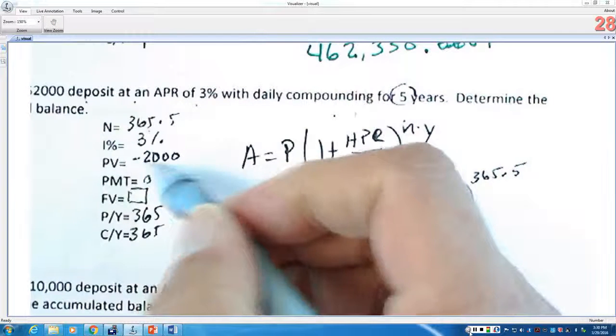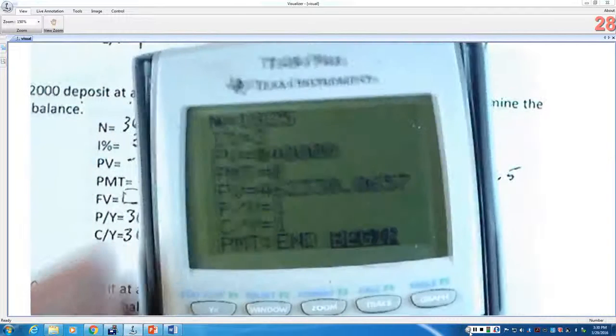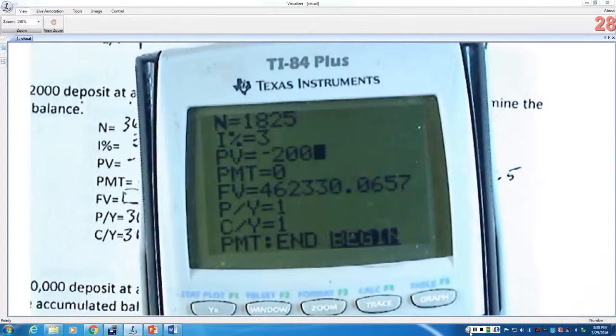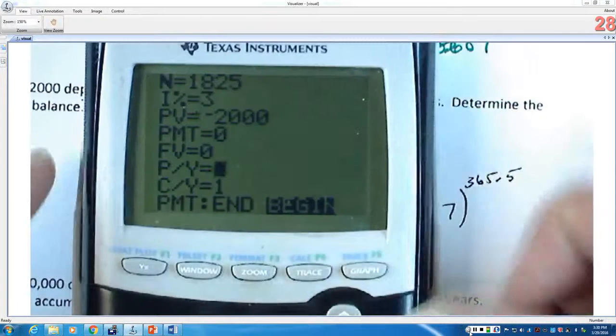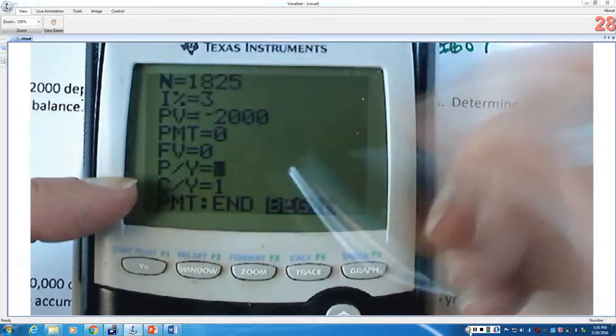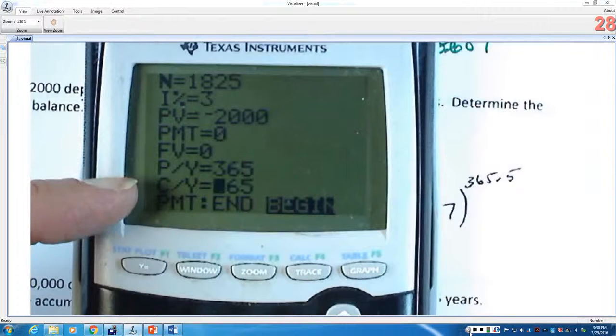Our present value was negative 2,000. Remember, we just have to have a difference in signs. Our payments, we're not dealing with payments right now. Our future value, that's what we're going to try to solve for. And then we have our compounding. We're compounding daily, so that's 365.